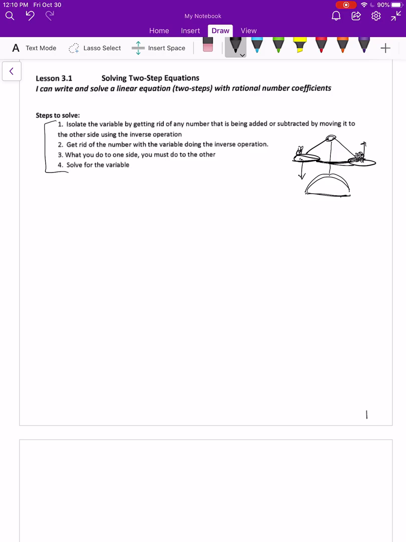Well, equations are built on the exact same principle as a pan balance. So you always have to keep in mind that you are working to keep these exactly the same, keeping balanced at all times. And that's what some of these steps are helping us do, keep our equation balanced. That's this whole number 3, what you do to one side, you must do to the other. That's keeping everything balanced, just like this pan balance.